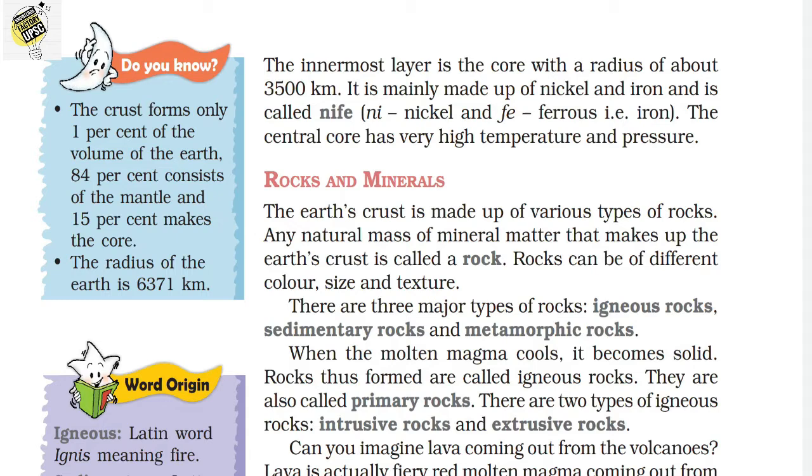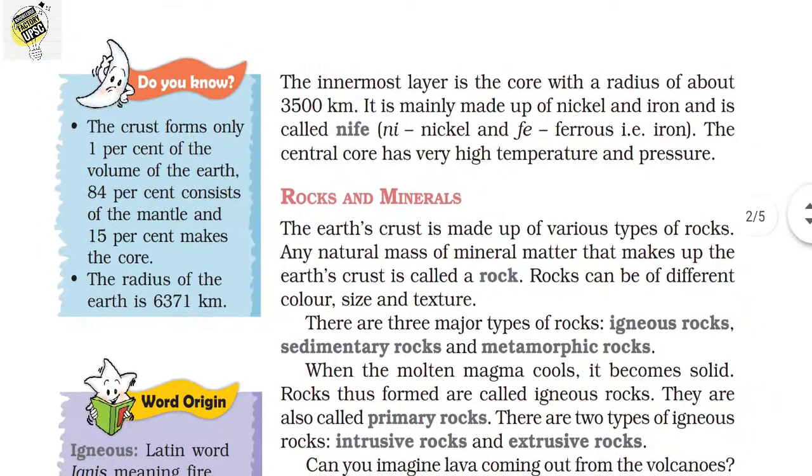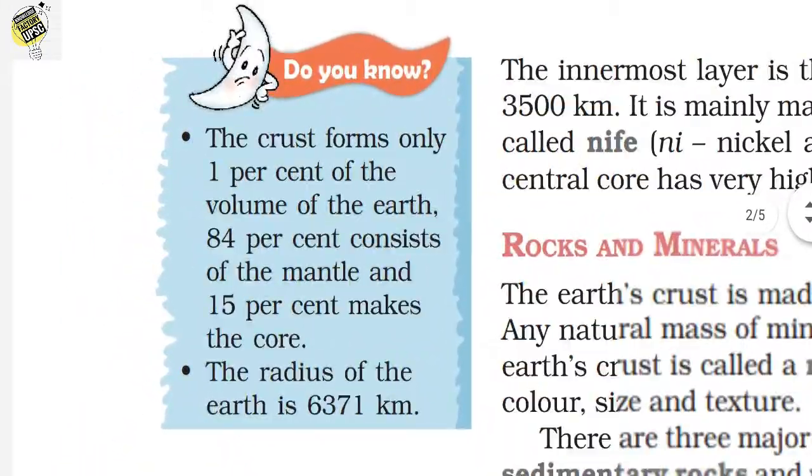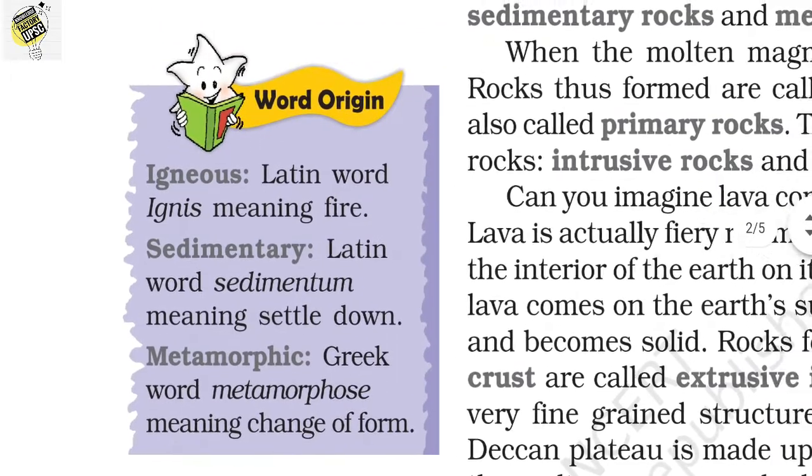The central core has very high pressure and temperature. On the left side there is a box which we have to focus on. The crust forms only 1% of the volume of the earth, 84% consists of the mantle, and 15% consists of the core, and the radius of the earth is 6,371 kilometers. Okay, so let's look into some origin of words.